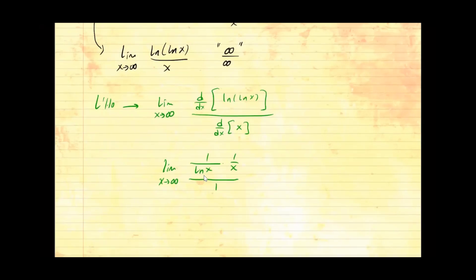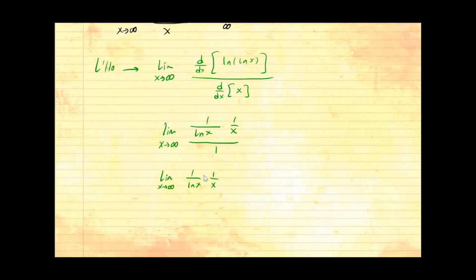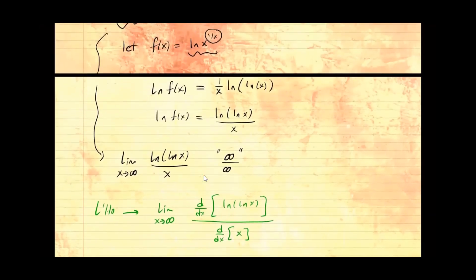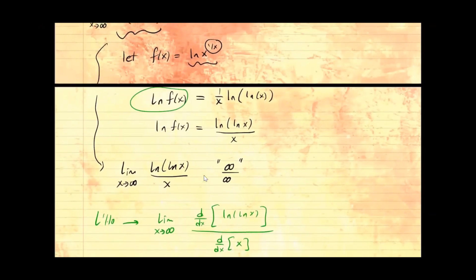And now let's take the limit, what happens? So you're taking the limit as x approaches infinity of 1 over ln of x times 1 over x. Isn't it 0? Yeah, because the bottom goes to infinity very fast, right? So you have 1 over a very large number, so that limit is 0. But that's not our final answer. Our final answer has to be the limit for this function, so we need to exponentiate. So e to the 0?